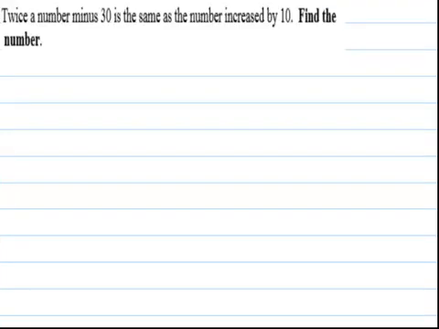Okay, twice a number minus 30 is the same as the number increased by 10. Find the number. Twice a number means 2 times a number, minus 30, is the same as the number, that's n, increased by 10. Find the number.